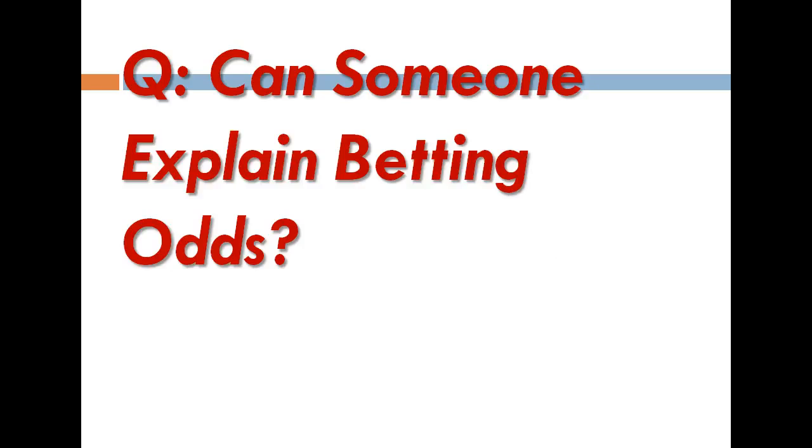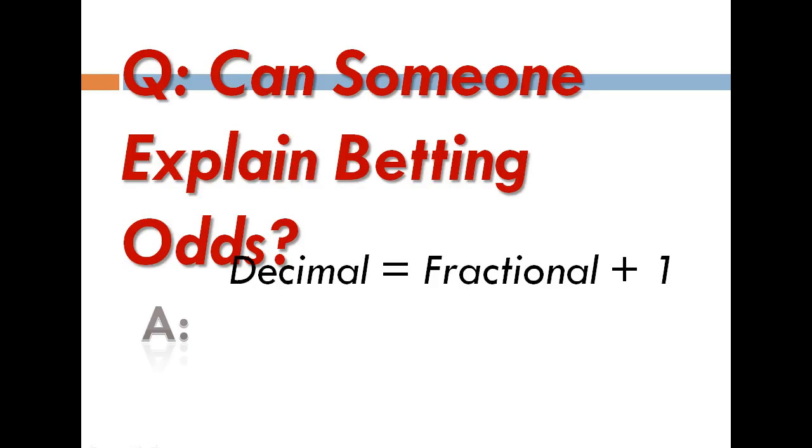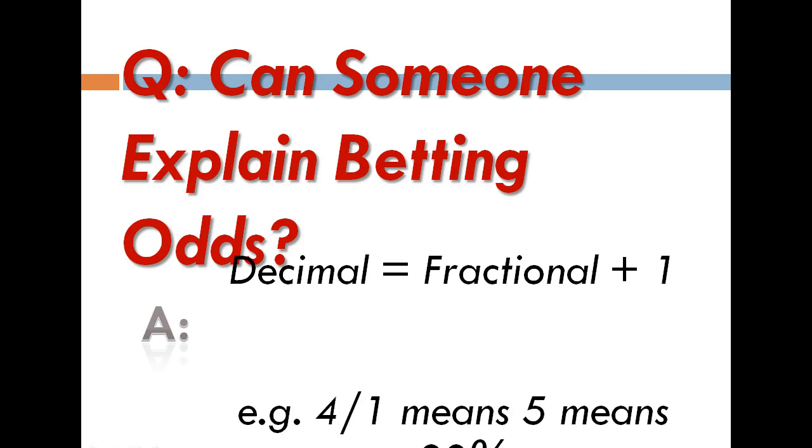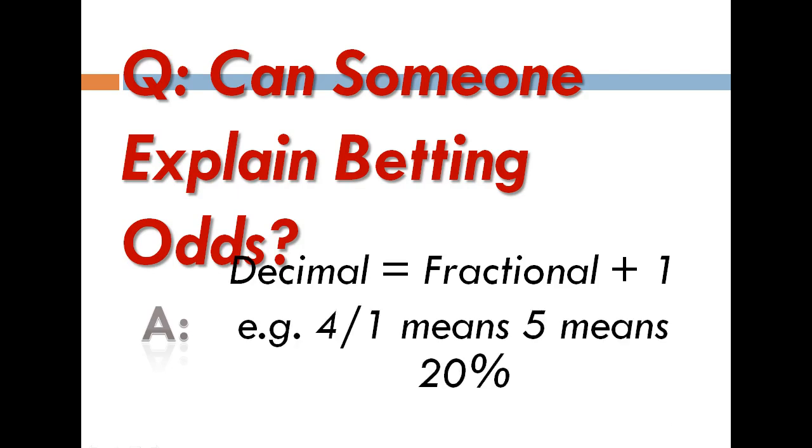Question is, can someone explain betting odds? And the answer is, well, I'm going to show you here. There's three types of betting odds: decimal, fractional, and American. Here I'm just going to talk about decimal and fractional. If you want to read about American ones too and get a really long explanation of all this, all you got to do is go to Google, type in decimal, fractional, American odds, and it'll come up with an explanation, many of them. But this is the basics, okay?